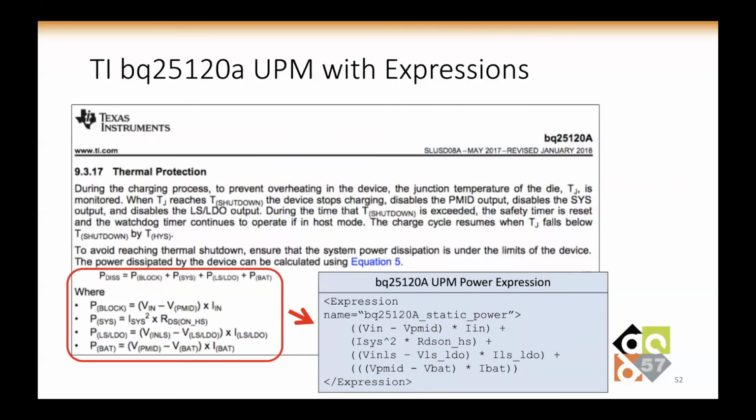Now, let's take a look at a couple of different system-level models. Here's one example of a system model provided by an external IP provider. This is an expression-based model populated with a datasheet equation. I should point out, this is a standard chip. It's a TI battery charger chip. And this model, you can see the UPM on the right represents exactly what's in the datasheet. So this model has a single state, 1 power expression, and 10 different power parameters.